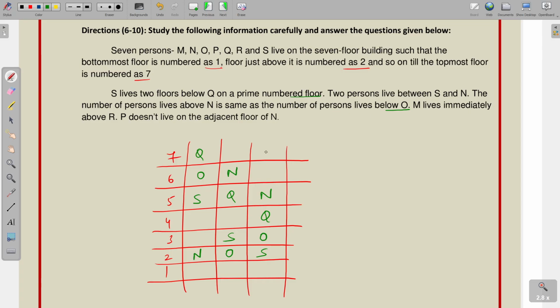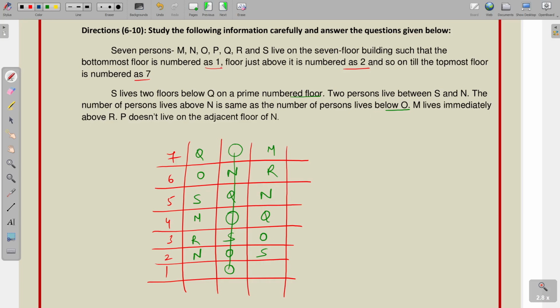So, M lives immediately above R. If R is placing, M is placing, and there is no place to fix M and R as immediate neighbors. This possibility is not correct, and M is placing, R is placing. Okay. Next, P doesn't live on the adjacent floor of N.